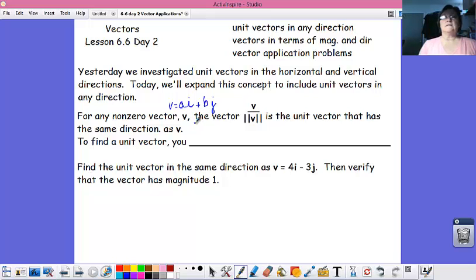Today what we'd like to say is that any vector can be turned into a unit vector by simply dividing by the magnitude. If you think about that, dividing through by the magnitude here will give you some fractional value in the i direction and some fractional value in the j direction. To find that unit vector again, what you do is divide the horizontal and vertical components by the magnitude of the vector.